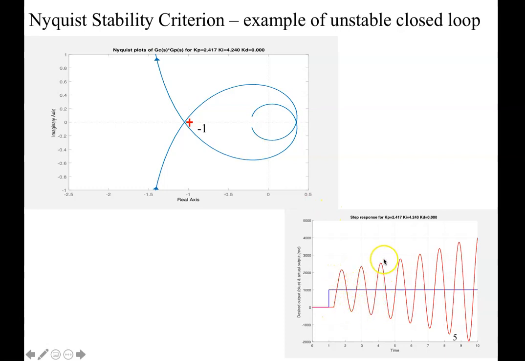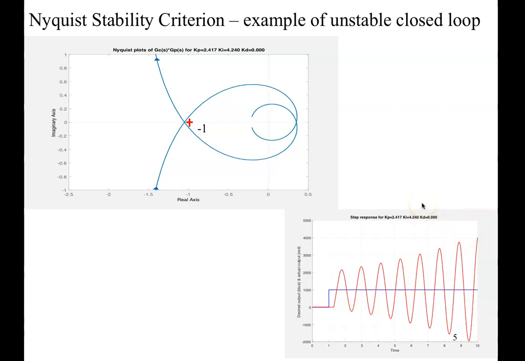Now I can confirm that. You can see the output is, again, a sine wave there due to the complex poles, but the amplitude of that sine wave goes up. Eventually it gets to infinity. Okay, that's no good. So that's confirmed.